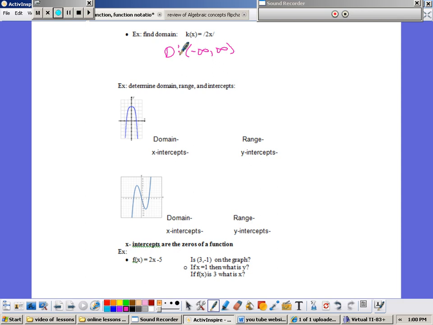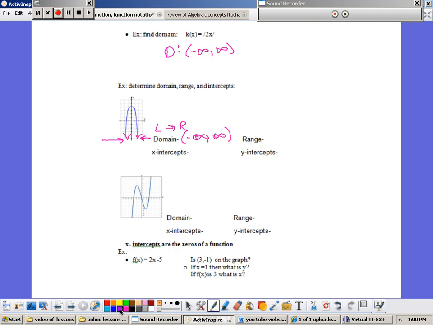Okay, now what if we have a graph? How do we determine domain that way? Well, domain is left to right. So I go to the left and I hit an arrow. That means it goes to negative infinity. Go to the right, I hit another arrow. There's nothing skipped in the middle. So apparently my domain is negative infinity to infinity.